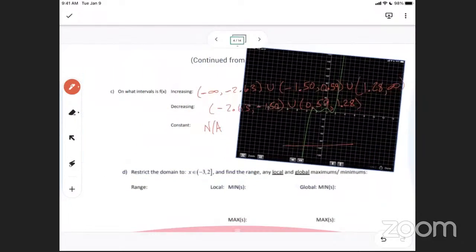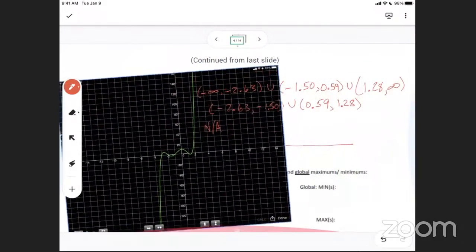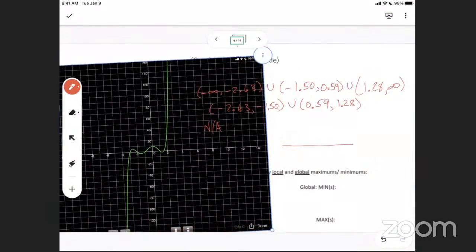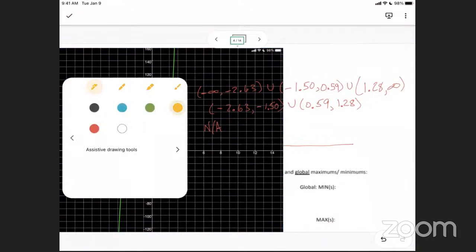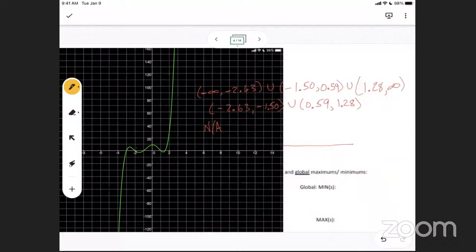So they want us to restrict it and then find any local mins or maxes. I'm going to zoom in so you can see it better. We're taking this graph and looking only from -3 to +2, including +2, not including -3. So we're going to have the same local mins and local maxes as before, because all those points are inside this interval.